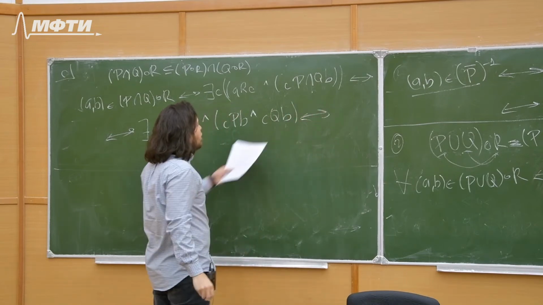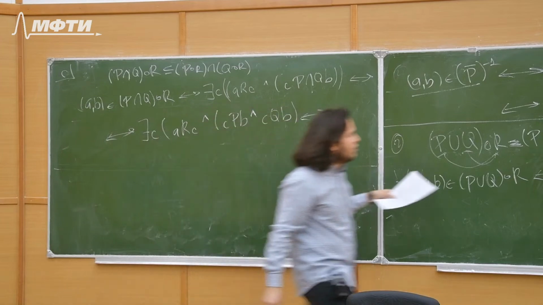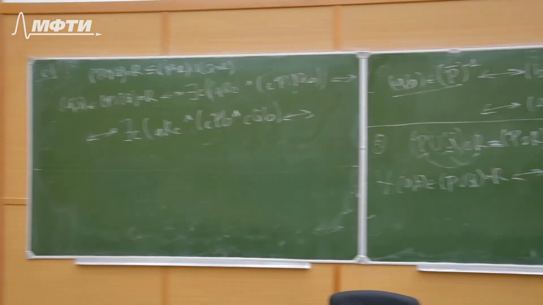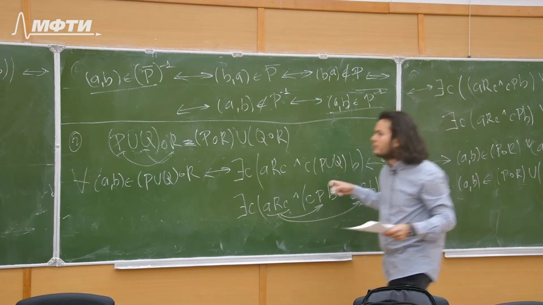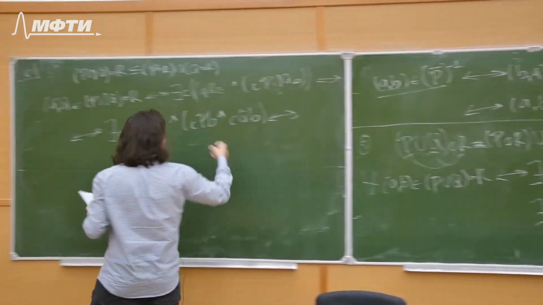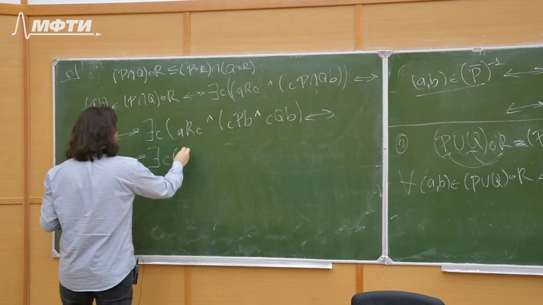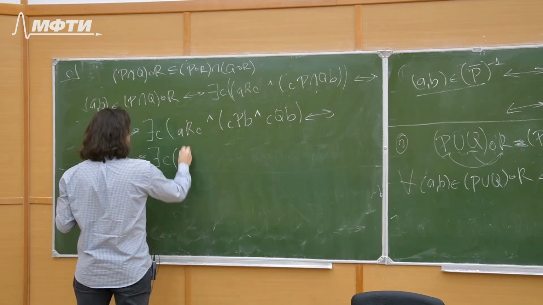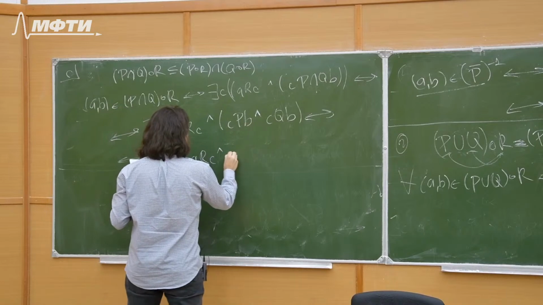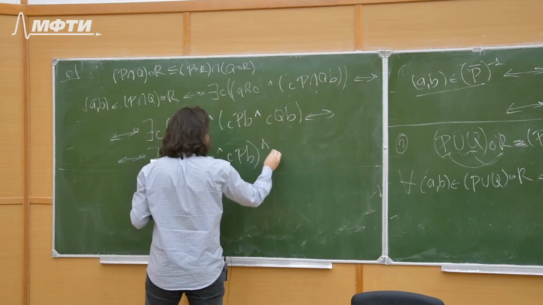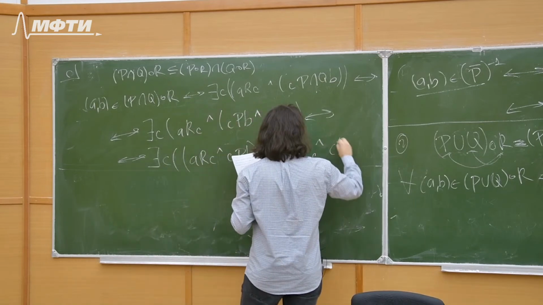So look at the difference. Here we have an intersection, so we need to put and, right? And here, since we had the union, then we needed to put or. Okay. And we can make some distribution here as well. So we have that, such that A R C and C P B and A R C and C Q B.